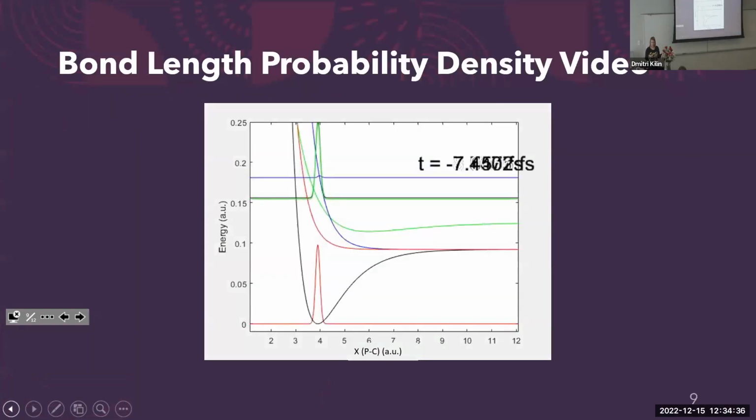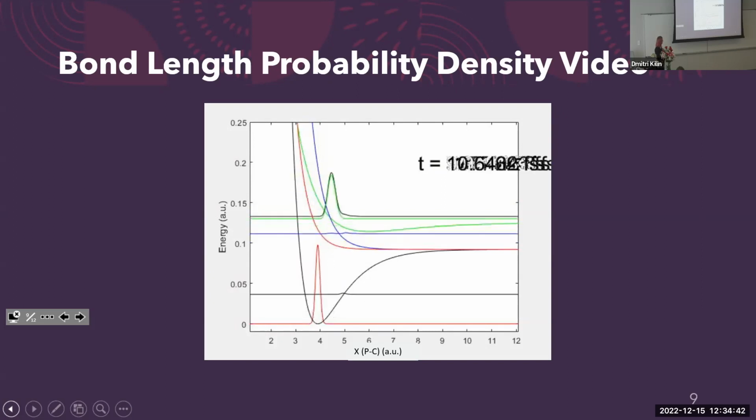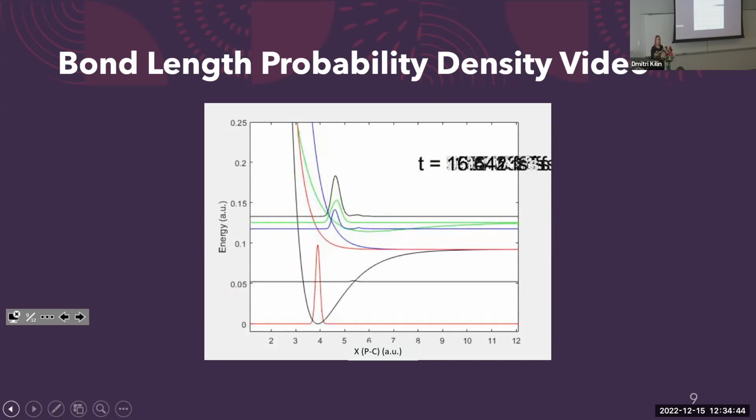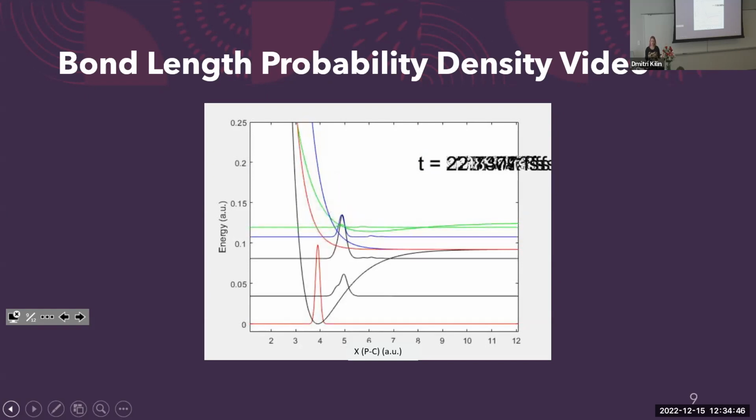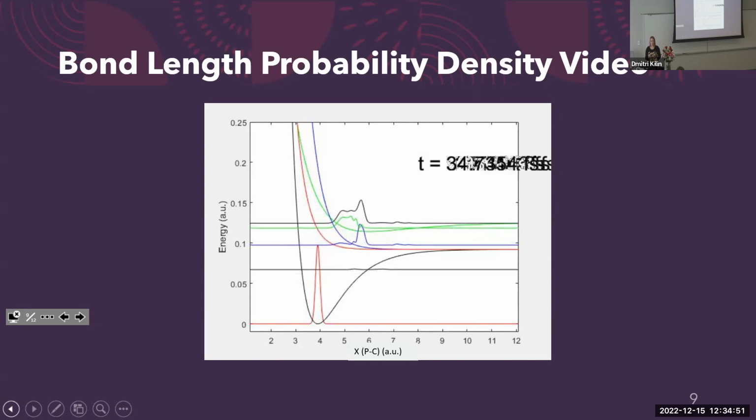And so we'll watch that video here. So you can see these are moving along as the excitation is occurring. The excited states are becoming populated.